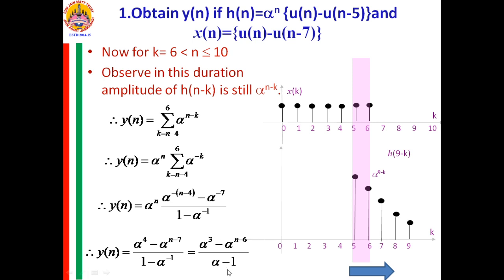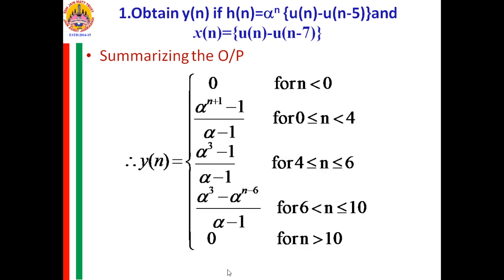minus 1. So summarizing the output, you will get yn is equal to 0 for n less than 0. It is alpha raised to n plus 1 minus 1 upon alpha minus 1 for n varying from 0 to 4. And it is alpha raised to 3 minus 1 upon alpha minus 1 for n varying from 4 to 6. And then it is alpha raised to 3 minus alpha raised to n minus 6 upon alpha minus 1 for n varying from 6 to 10. And it's 0 again for n greater than 10.